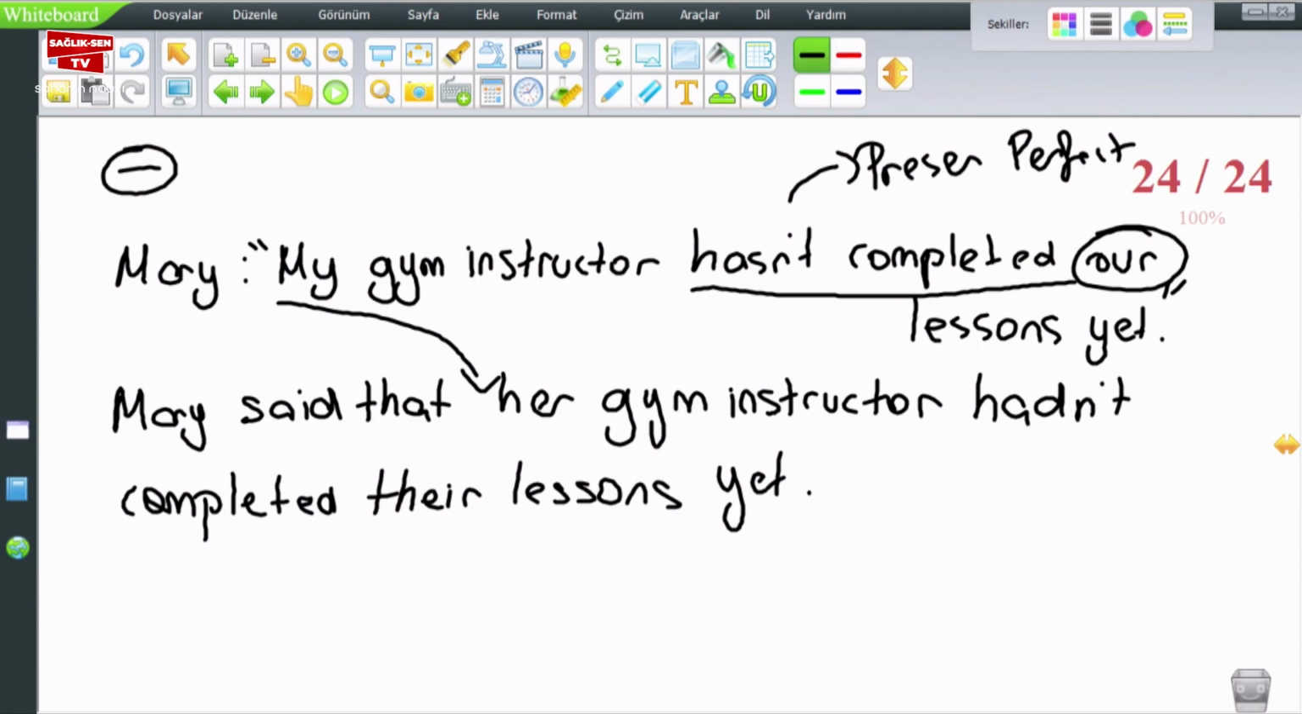In this one, at the end of the sentence, we have a time expression, which is yet. We used it with present perfect. I didn't change it, I didn't delete it from the sentence, I just used it because it is okay to use yet with past perfect as well.